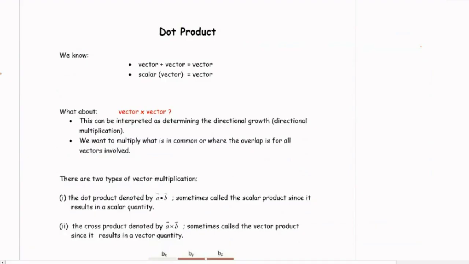Okay, so here we are, the dot product. What we know so far is that a vector plus a vector will equal a vector, and then a scalar multiplied by a vector will give us another vector. What we haven't really explored yet is what happens when we do a vector times a vector. Now, this can be interpreted as just determining the directional growth or directional multiplication of the two vectors. So we want to essentially multiply what's common or look at where the overlap is for all vectors involved.